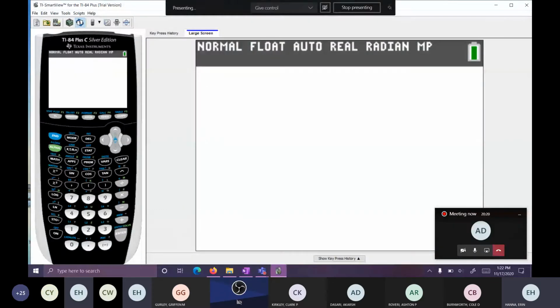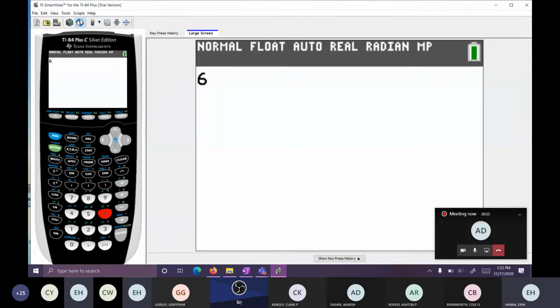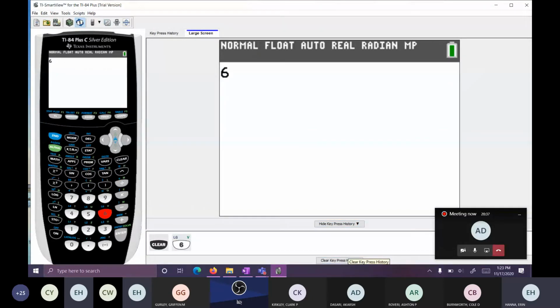So in the calculator, of course, you can always do it the factorial way and just reduce the factorials in your calculator. But if you want to do, say, 6 choose 2, you have to type the 6 in first.